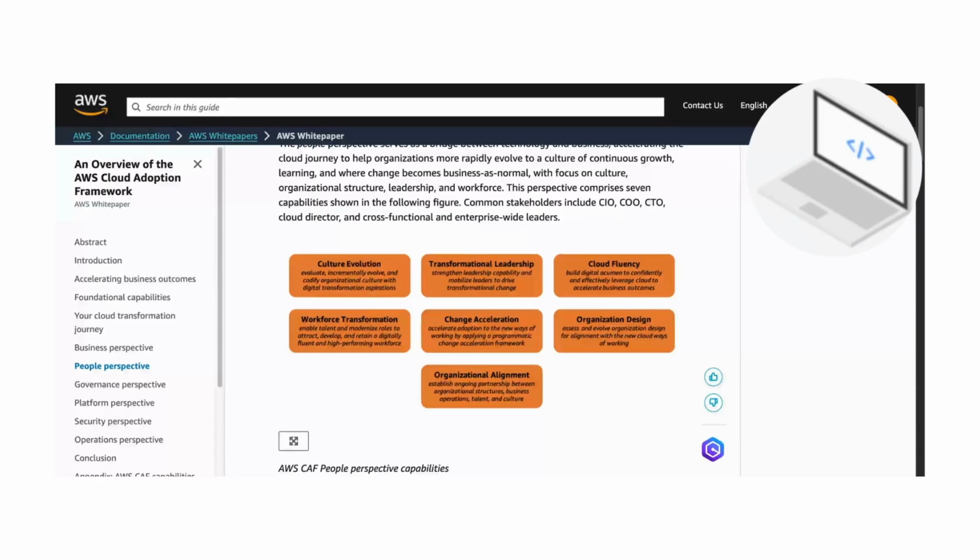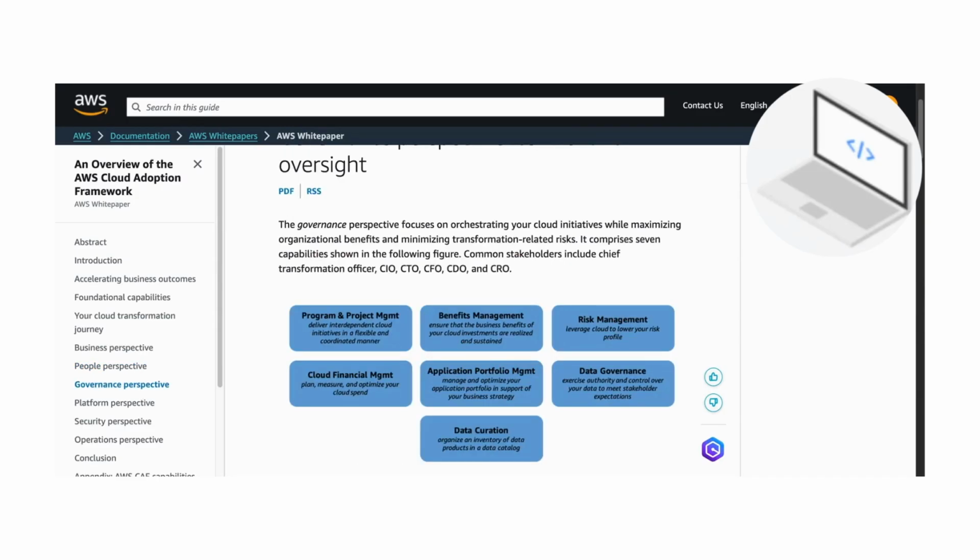So, in summary, the people perspective emphasizes the importance of culture, leadership, and workforce in driving a successful cloud journey. Next perspective, governance. The governance perspective is crucial for steering your cloud initiatives in a way that maximizes organizational benefits while minimizing transformation-related risks. This perspective includes 7 key capabilities that help us guide this process. Let's break down these capabilities.